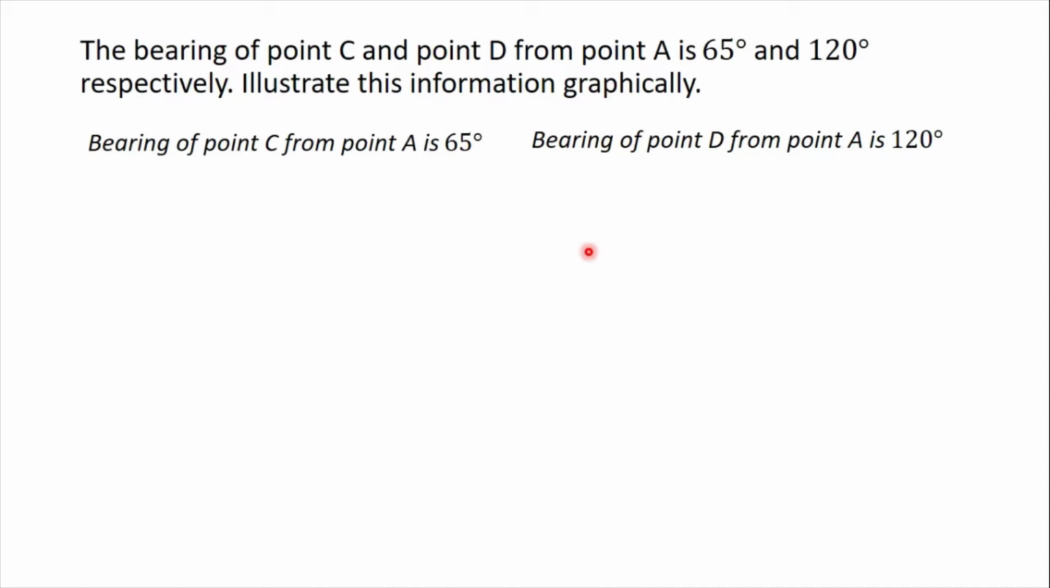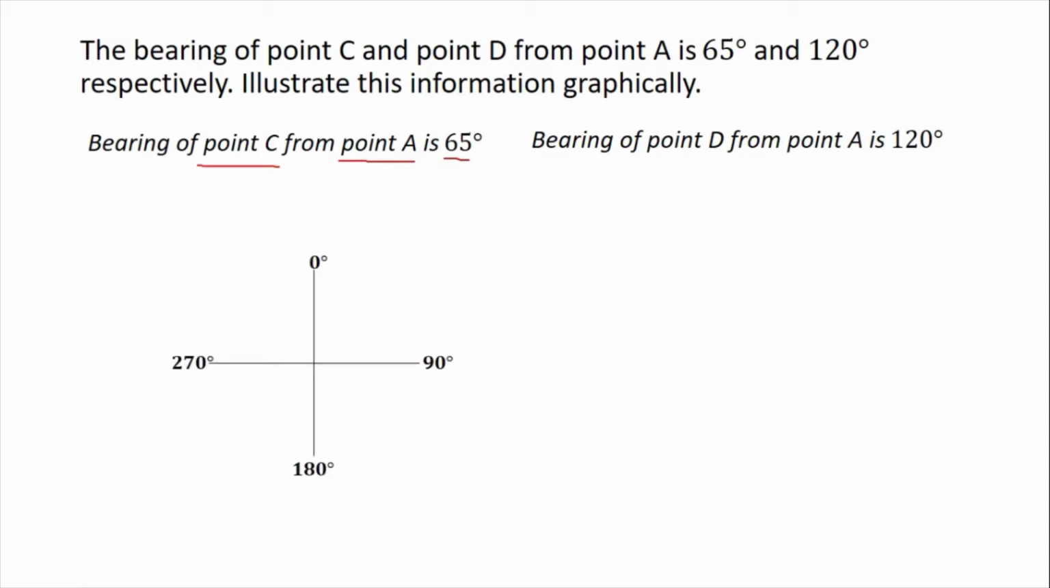Let's find out. We are going to begin with the first one, the bearing of point C from point A. We said that in order to represent this bearing, what you need to do is to find your starting point. Our starting point is point A. Our ending point is point C, and the angle is 65 degrees.